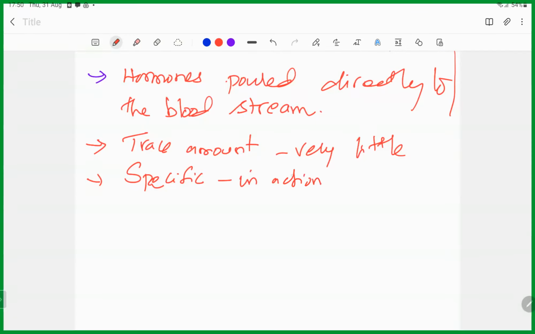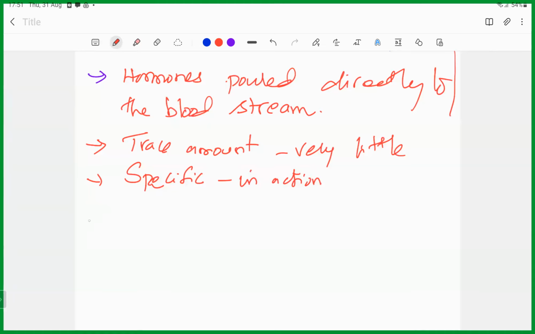It will bind only where it should bind, and do only the function it should do. That is called specificity. For example, FSH will act only on the gonads, the ovary. It will not act on the heart. So that is called specificity. Only it will do oogenesis, oocyte development. It will not do protein biosynthesis. Can you understand? So it is specific in its action.